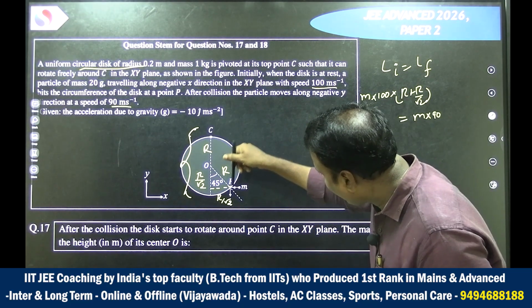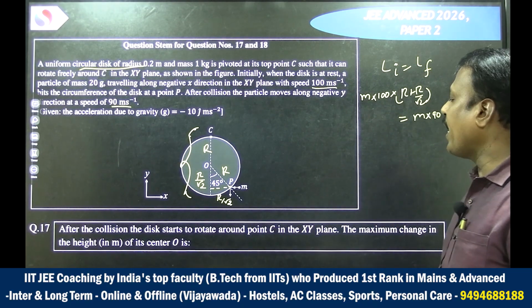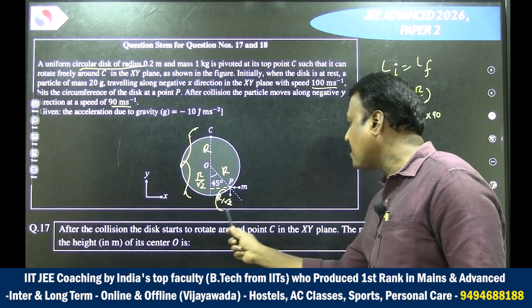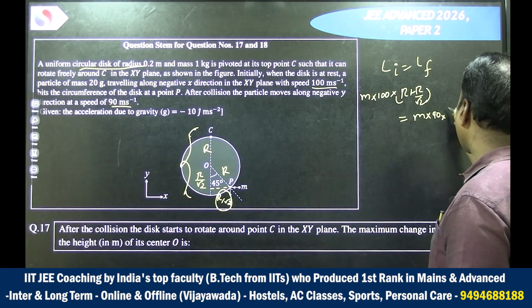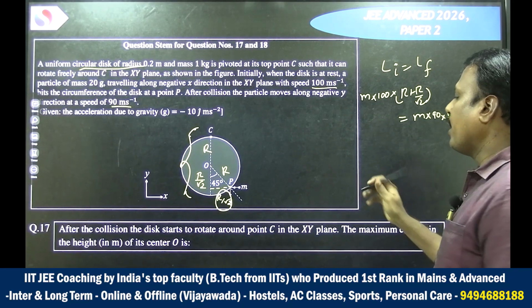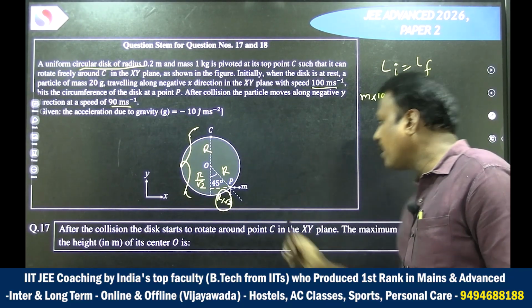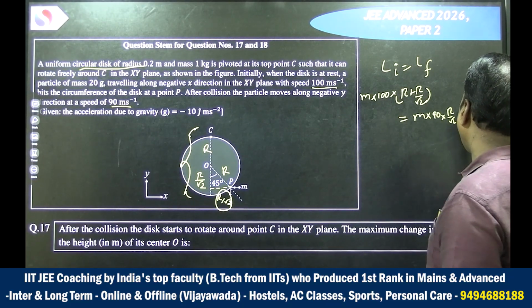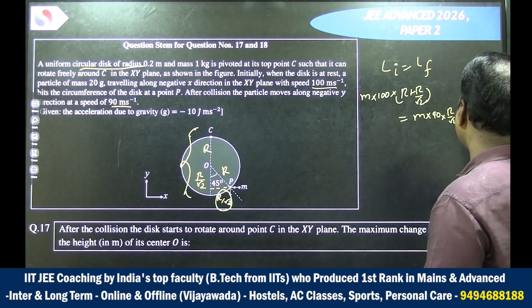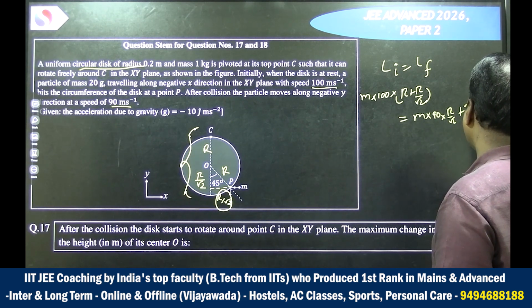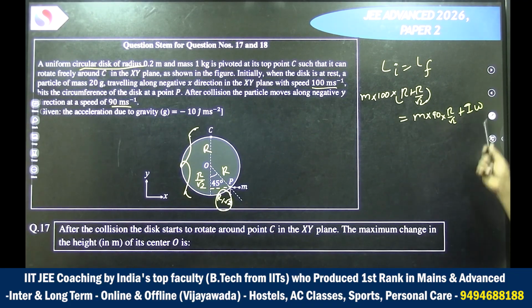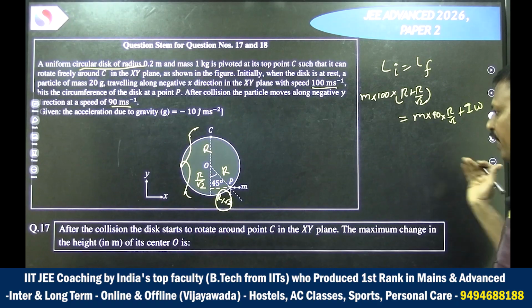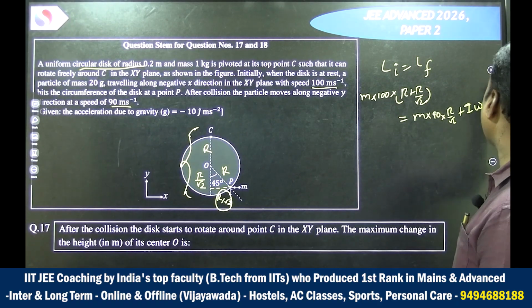The velocity direction is along the negative y-axis. So the perpendicular distance is along x. It will be R by root 2. As a result, this particular disk also needs to rotate about point C. So for that conservation of angular momentum, for the rotating body we can take I omega. The final calculation we will see on the next page.